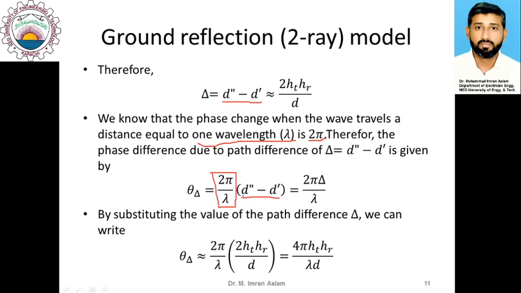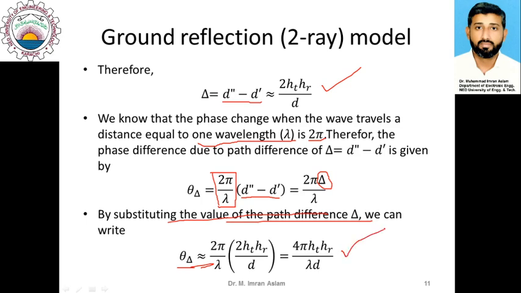So you have to multiply by d double prime and d prime, which is represented by delta in our notation. So the phase difference that you expect between two rays at the receiver side would be 2 pi delta upon lambda, and we have already calculated the approximate value of lambda here, so we can estimate the phase difference theta delta by substituting the path difference value, which is 2ht hr upon d.